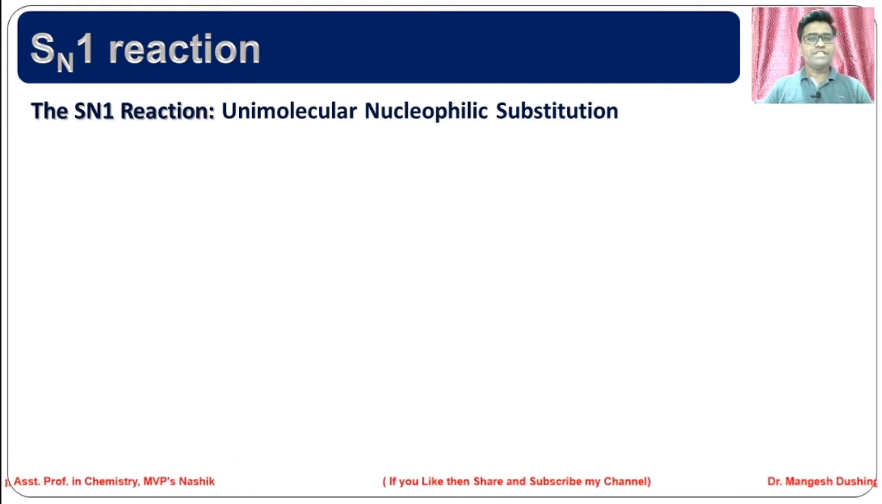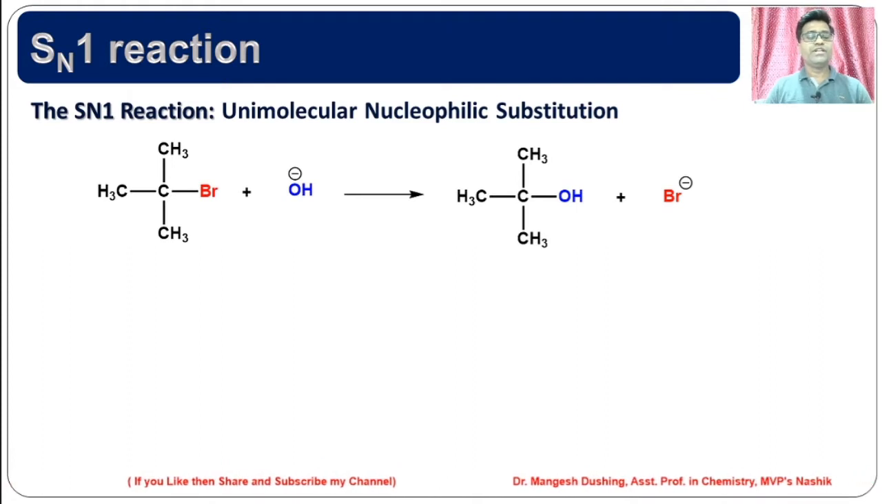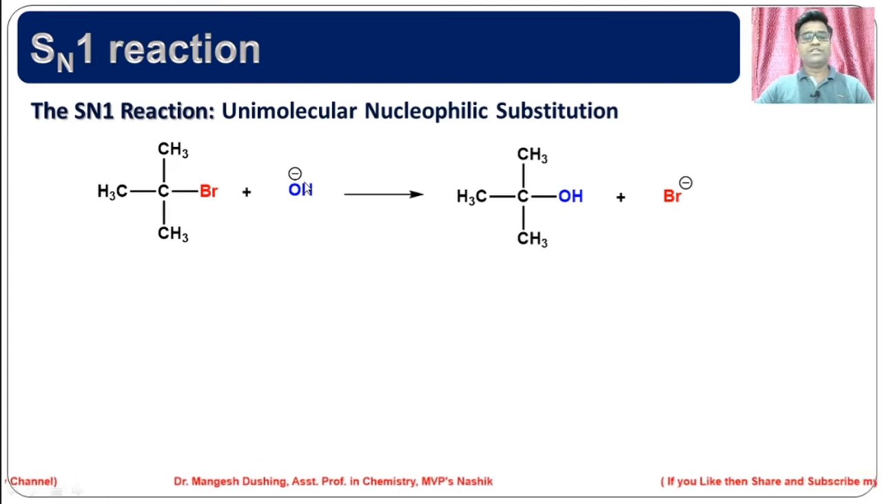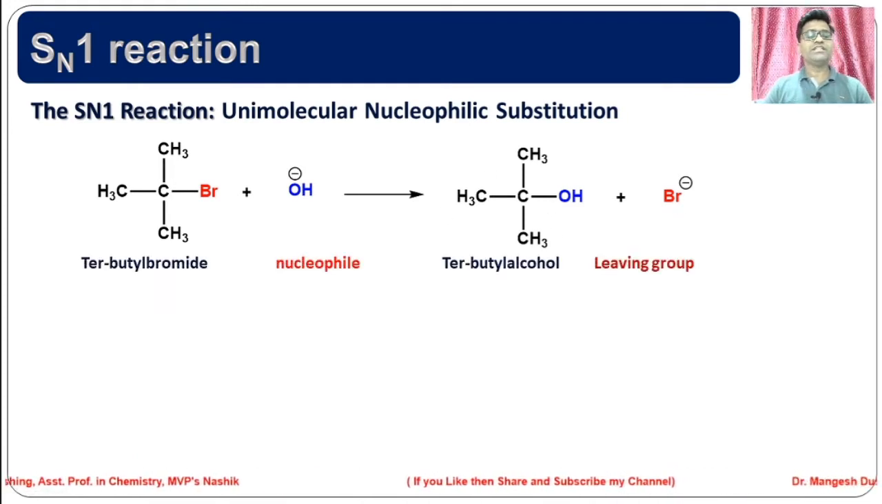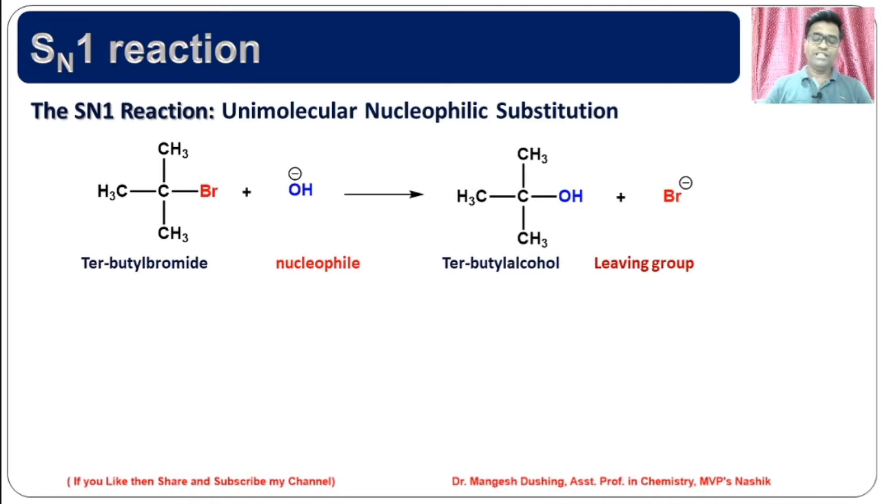Now we will see what is SN1 reaction. SN1 reaction is the unimolecular nucleophilic substitution. For example, hydrolysis of tertiary butyl bromide. So tertiary butyl bromide, if you react it with aqueous NaOH or aqueous KOH, in that case OH minus acts as a nucleophile. So this strong nucleophile replaces this Br minus, and we will get tertiary butyl alcohol. In this case, tertiary butyl bromide acts as a substrate, that is reactant, while OH minus acts as a nucleophile. So we will get the product tertiary butyl alcohol. Br minus is a leaving group.